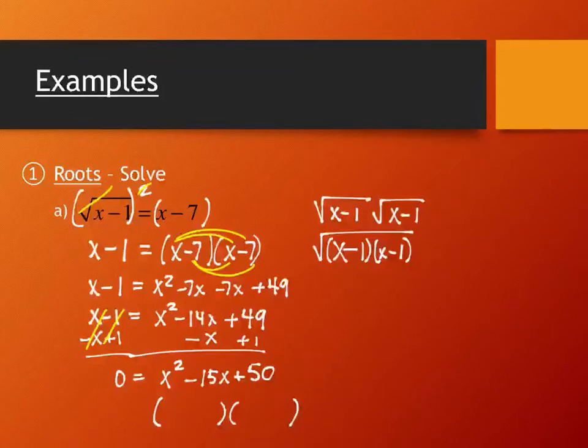This one actually does factor pretty nicely. I have x and x. The positive sign here means my signs have to match, and this negative means the signs need to be both negative. So I need two numbers that multiply to 50 and add to 15. Yeah, 10 and 5 or 5 and 10, either way. And then what we did back in section 1.5 is we set each of these equal to 0.